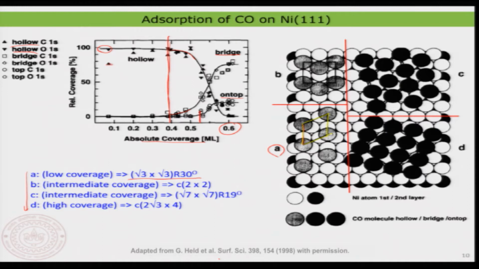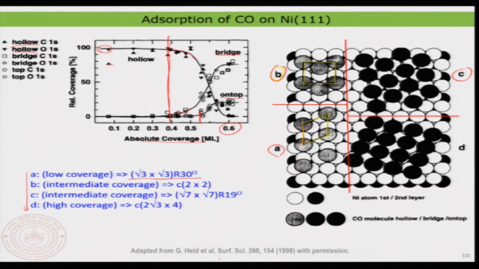But now, when you increase the coverage, you start to occupy the HCP and also the bridge site. So, that is these structures. So, B and C are structures that are present in the intermediate coverage. Yeah? So, there you can again see the unit cell is marked again here. So, this is an old paper 1998, that is why the figures are not that good, but it is a very beautiful paper explaining how things happen.